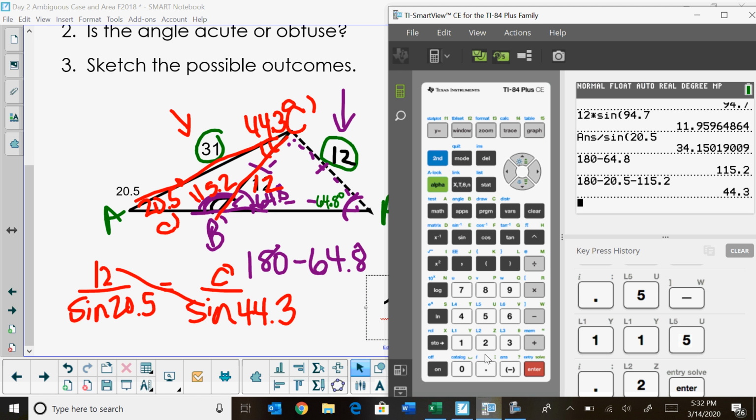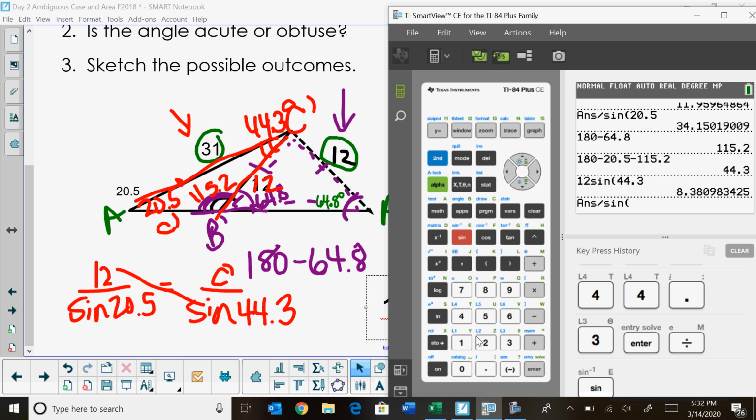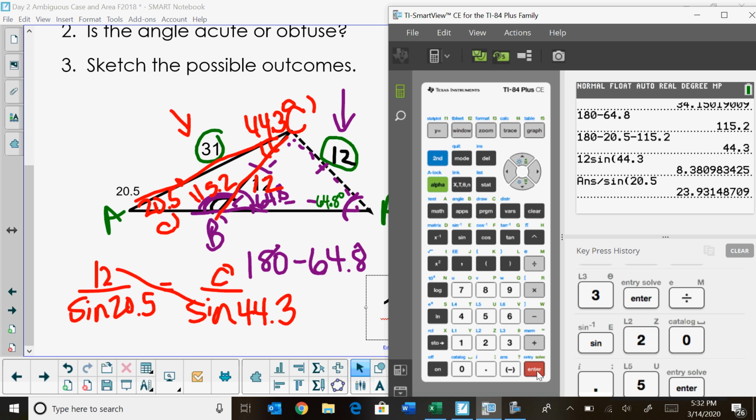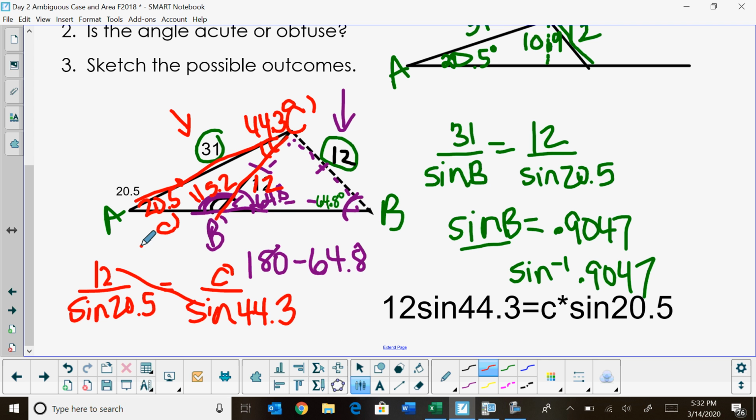So let's grab our calculators and take 12 times sine of 44.3. Get that answer, then divide it by the sine of 20.5. And we get 23.9. So this side over here is 23.9. Now let's see if that makes number sense. The smallest angle is 20.5. The smallest side is 12. The middle sized angle is 44.3, so this is the middle size length at 23.9. The largest angle is 115, and it's opposite the largest side, which is 31. So all that makes number sense.